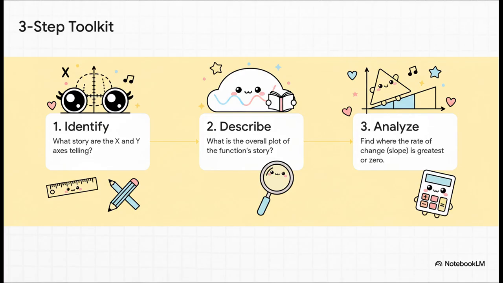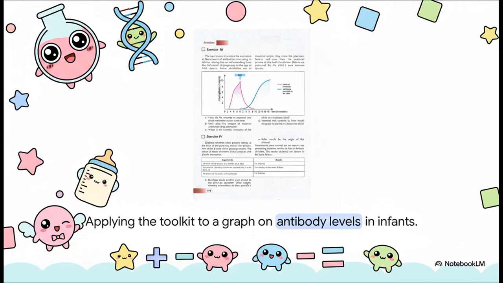First, you identify what the axes are even talking about. Second, you describe the overall shape. What's the plot of the story? And third, you analyze the rate of change, the slope, to find those critical moments. Where is it steepest? Where is it flat? And how is that steepness itself changing? Let's try this out right now.